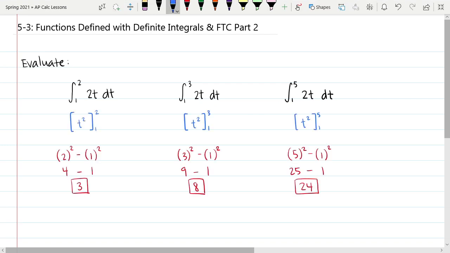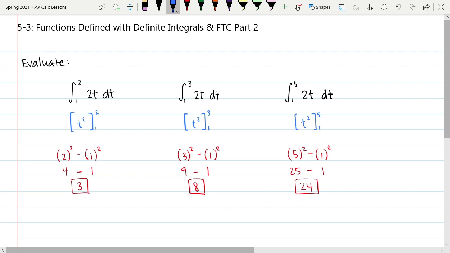Using the fundamental theorem of calculus part 1 that you learned in the previous lesson, you would get the following. Notice for each of these, the antiderivative of 2t is t squared, and then we're evaluating that from 1 to 2, then 1 to 3, and then 1 to 5. Remember, you evaluate at the upper limit first, minus the antiderivative at the lower limit. And so we get 3, 8, and 24.